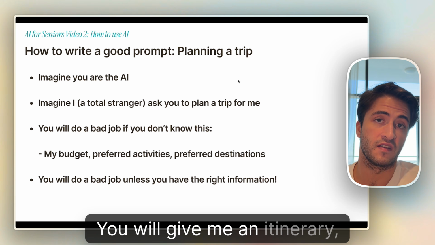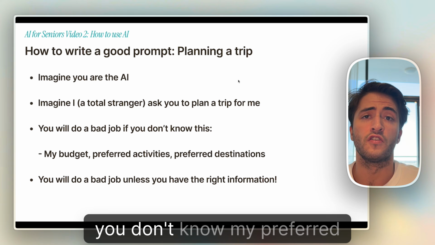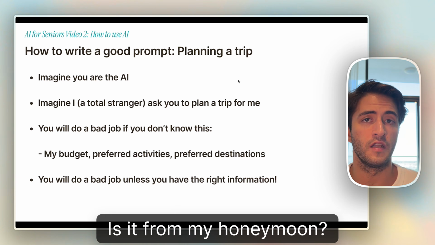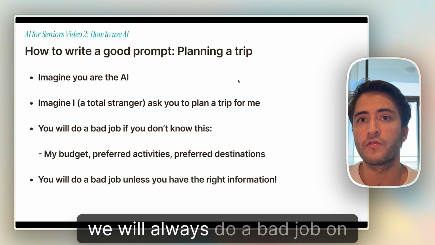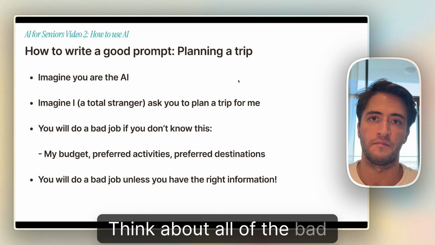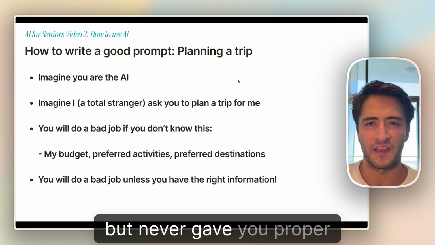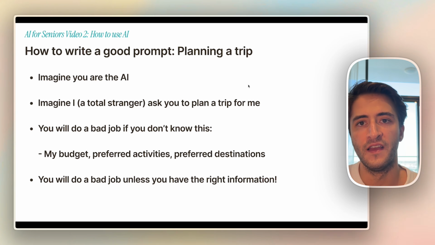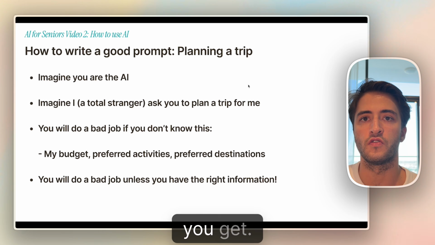You will give me an itinerary probably, but you don't know my budget, you don't know my preferred activities, you don't know my preferred destinations, and you don't even know the context of my trip. Is it a work trip? Is it for my honeymoon? You will always do a bad job, and humans, all of us, will always do a bad job on a certain task if we don't have all of the information. Think about all of the bad managers you've had in your work life who just asked you to do something but never gave you proper instructions, and how annoying that was. It is the same thing with the AI. So the difference between using it well and using it badly is how many instructions you give it.